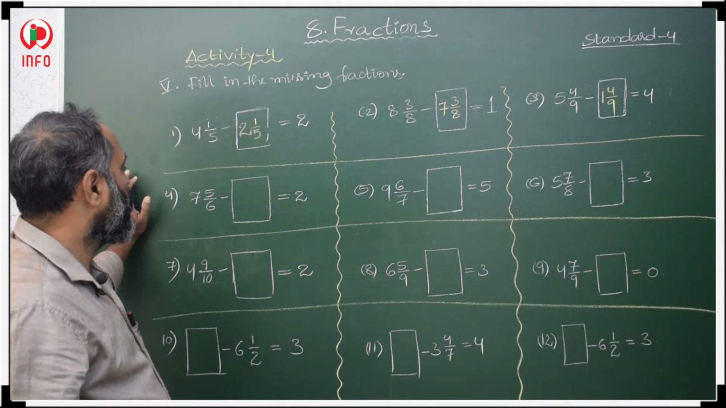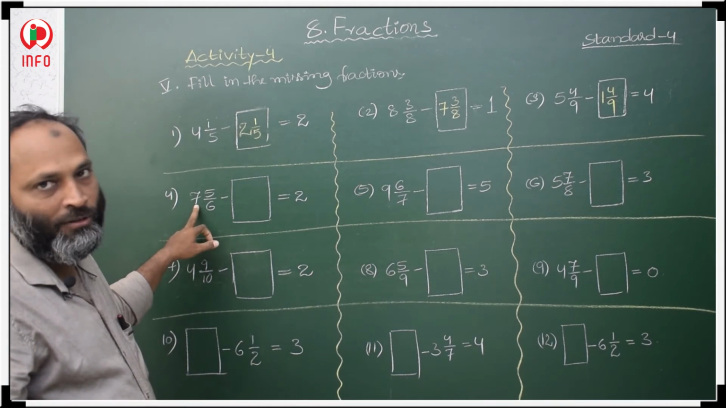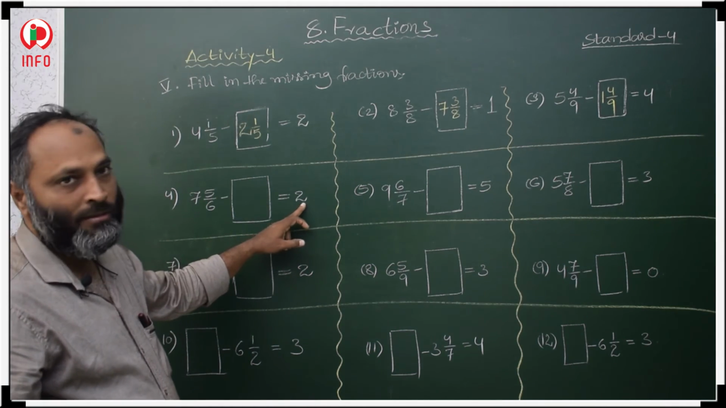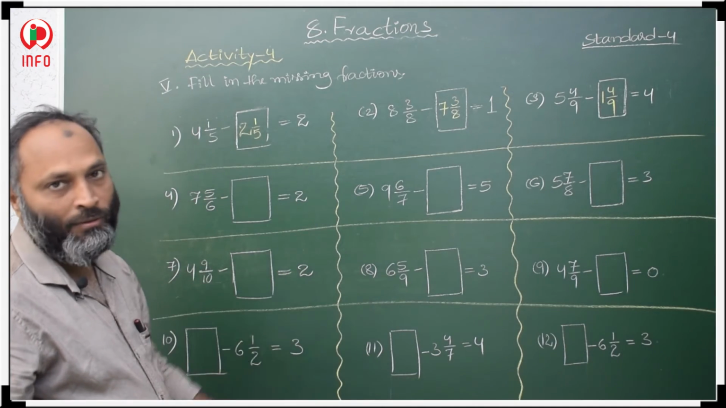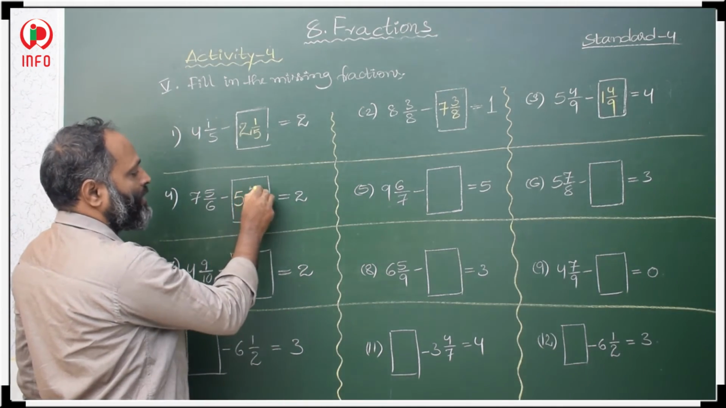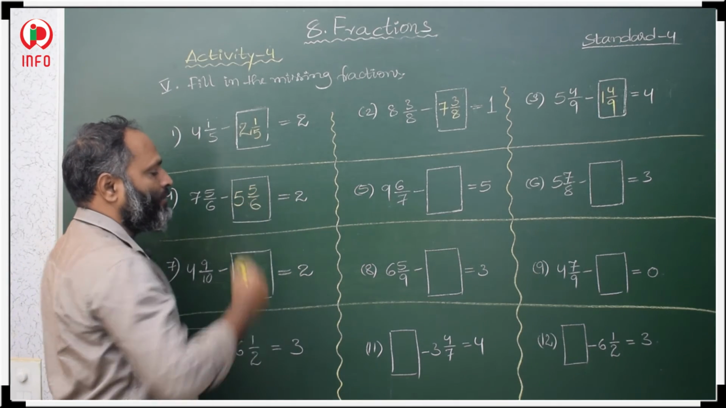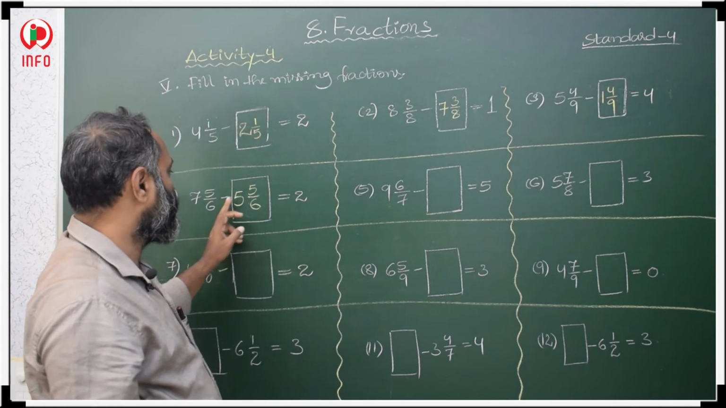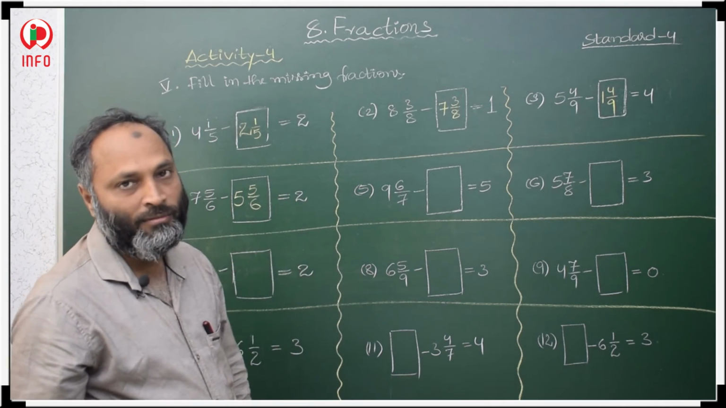Now here, what is the whole part? The first fraction whole part is 7 and the answer whole part is 2. 7 minus 2 is 5. So we have to write that whole part 5, and the proper fraction we have to write 5 5 by 6. If 7 5 by 6 minus 5 5 by 6, then you will get 2.